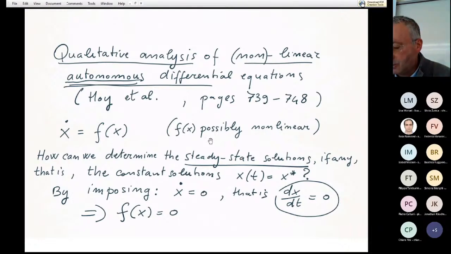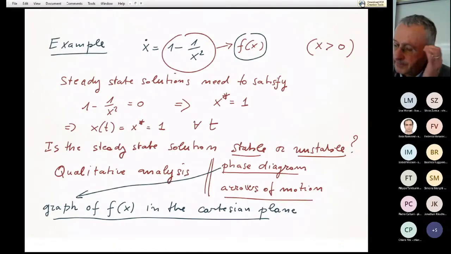And this is the first important point. This is an example. x dot is equal to 1 minus 1 over x squared. Here we don't worry whether we can solve it or not. We just want to study them qualitatively. In principle, it is even useful to study linear equations qualitatively. Okay? It's a different perspective on these equations. Sometimes we don't need the solution formula in order to understand what happens. Okay, so this is f of x.